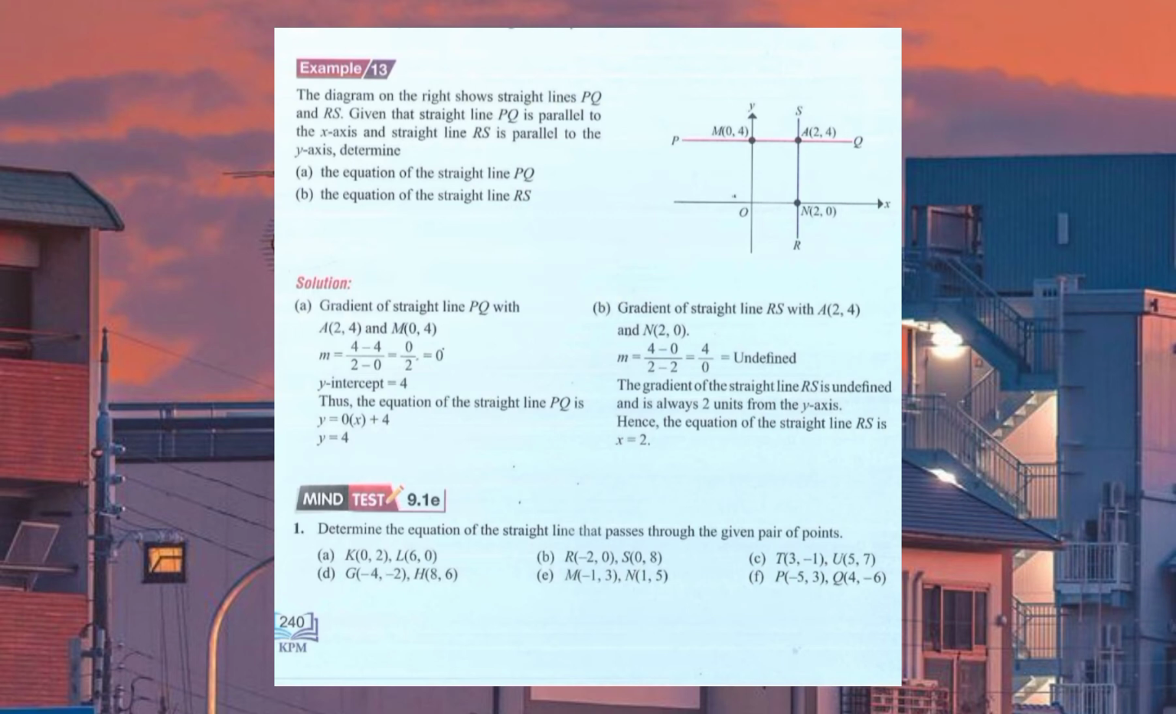So, for B, gradient of straight line RS with A(2, 4) and N(2, 0). m = (4 - 0)/(2 - 2) = 4/0, undefined. The gradient of the straight line RS is undefined and it is always 2 units from the y-axis. Hence, the equation of the straight line RS is x = 2.